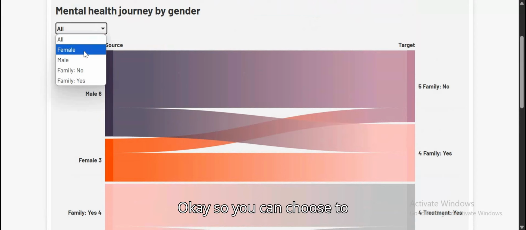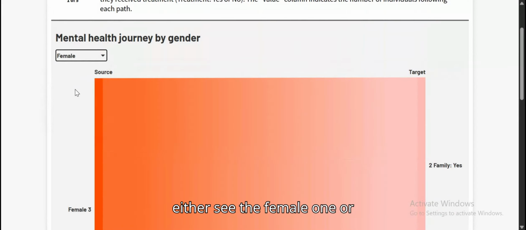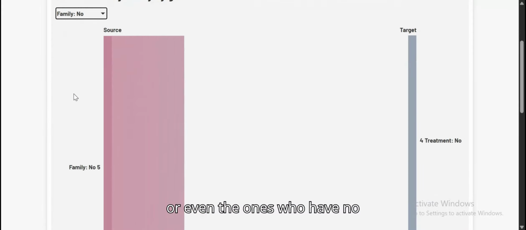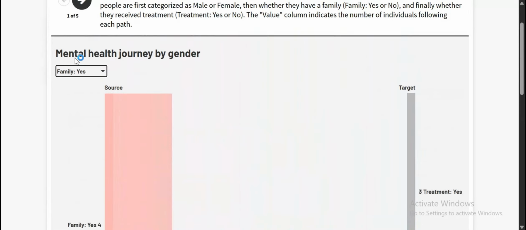Okay, so you can choose to either see the female one or the male one, or even the ones who have no family and the ones who do.